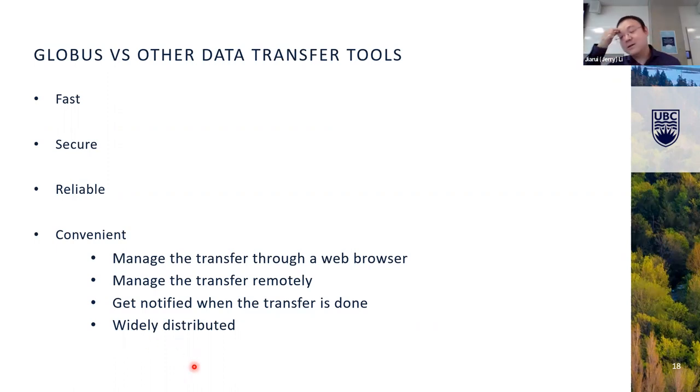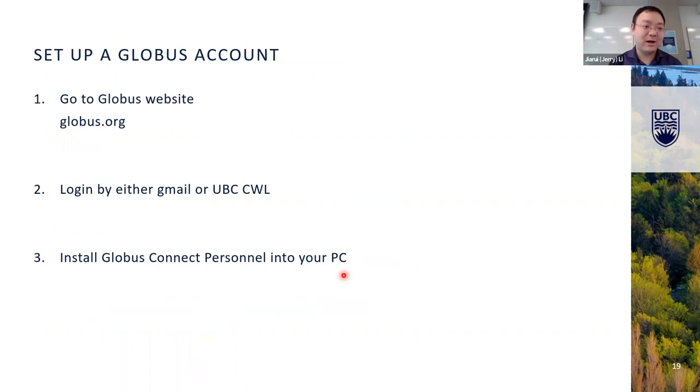And also it's widely distributed. We're going to log in to Globus later, and you can see there's a giant list of lots of institutes or universities. That means if your collaborators are at another university, they probably already have Globus installed. So it's easy to share with other people.